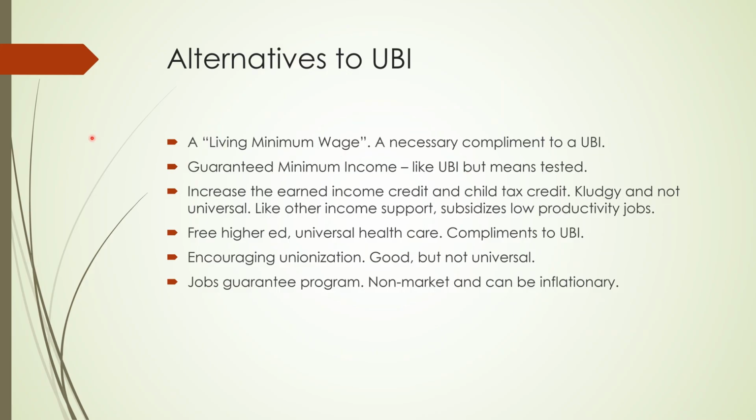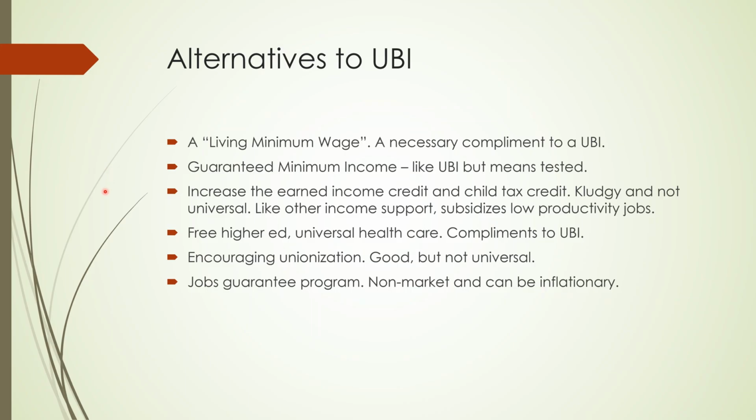Alternatives to a UBI. A living minimum wage is a necessary complement to the UBI. Guaranteed minimum income is like a UBI but means tested. I much prefer a UBI because everybody gets exactly the same universal basic income, but by balancing taxes and the guaranteed income, you can achieve the same result as a guaranteed minimum income without a large bureaucracy.